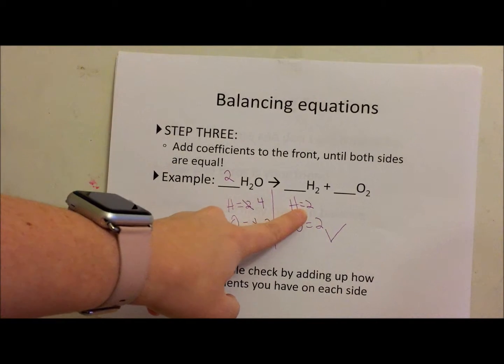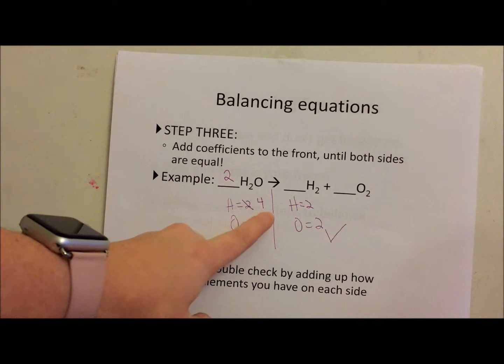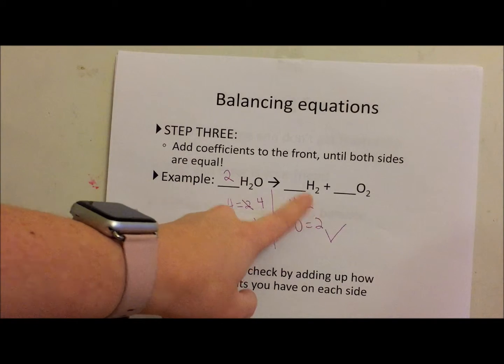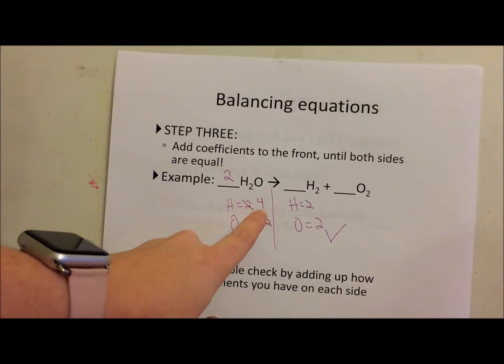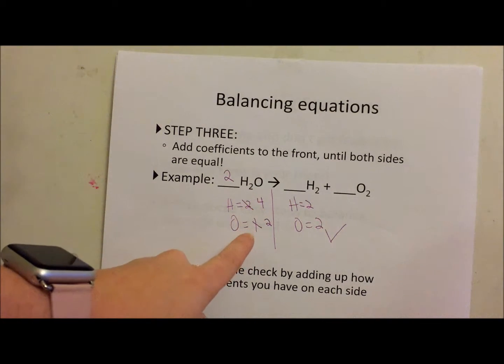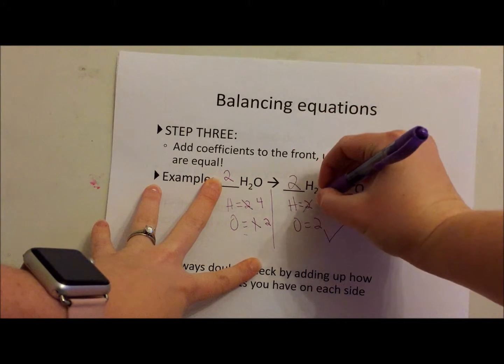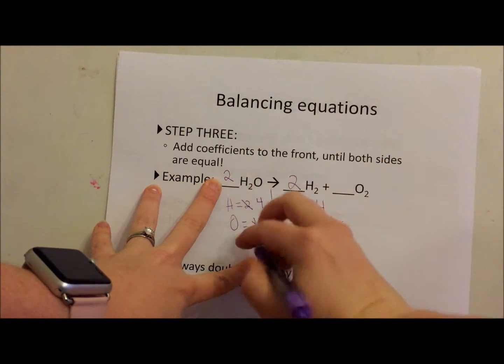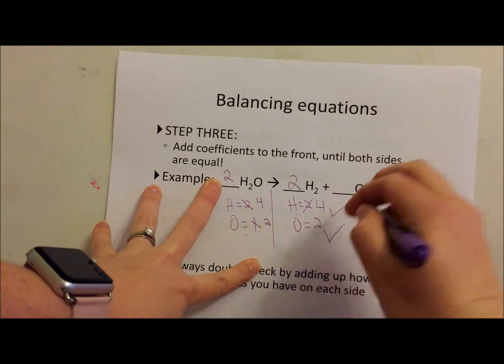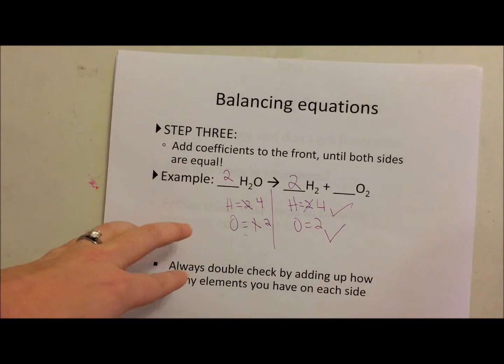But what did I do to my H's? I've now changed my H's. So I need to make a 2 look like a 4. What could I multiply 2 by to get to 4? Another 2. So I'm going to change it in my chart. Now I have 4 and 4. Check it off. They're equal.